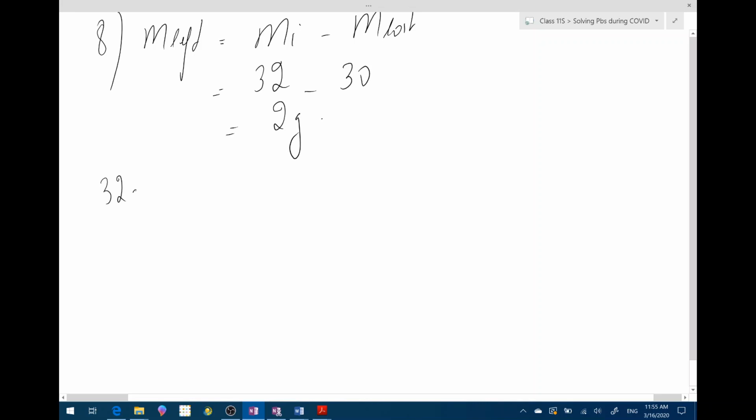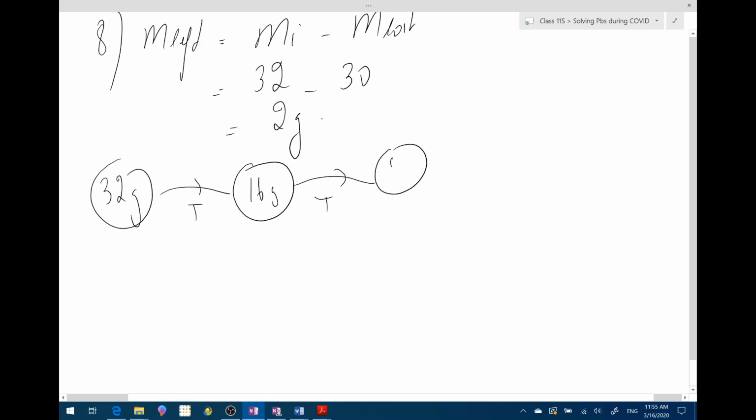So starting with 32 grams, in one half-life I end up having half of whatever I initially had, and that would be 16 grams. Another half-life, I'd end up having 8 grams. Another half-life, I end up having 4 grams. Another half-life, I end up having 2 grams. So I stop at 2, because the mass left should be 2.